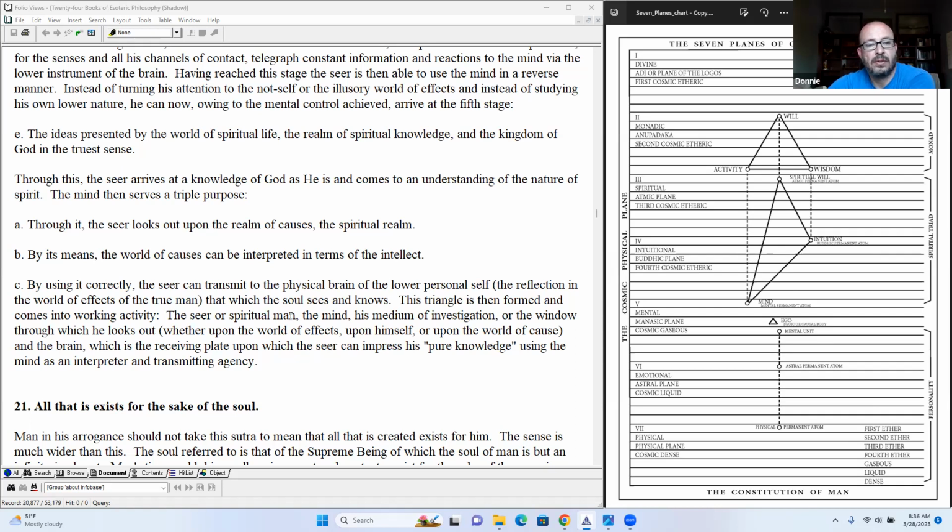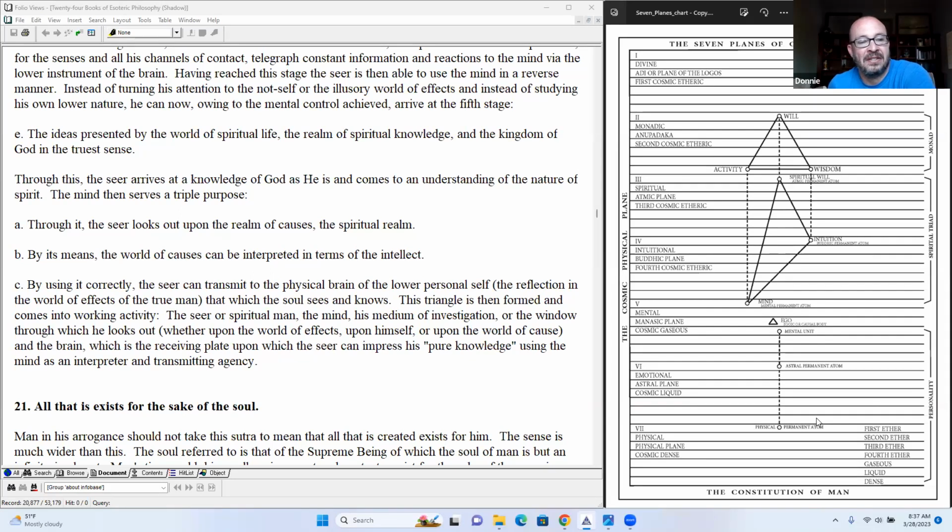Right? So the seer or spiritual man, the mind, his medium of investigation, or the window through which he looks out, whether upon the world of effects, upon himself, or upon the world of cause, and the brain, which is the receiving plate upon which the seer can impress his pure knowledge, using the mind as an interpreter and transmitting agency. This sentence right here, this little paragraph, is summing up this whole experience down here. It's really amazing.